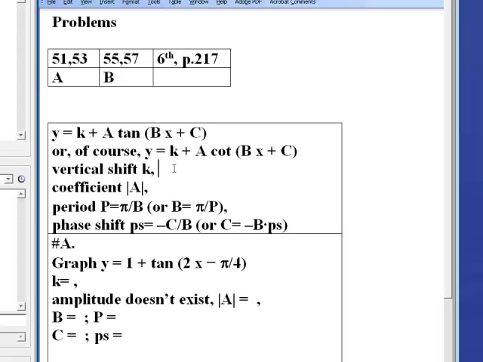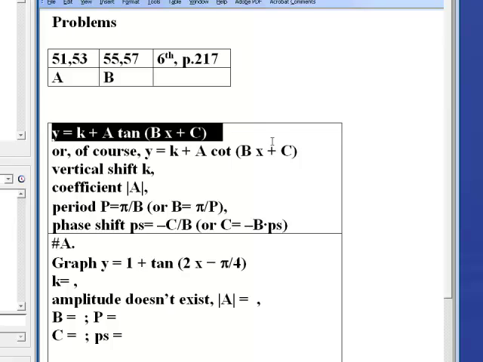Welcome to this problem session for the other trigonometric functions. I'm just going to do a small number of them, one for each of these. We're going to start out with the tangent and cotangent. Here are the normal equations: y equals k plus a tangent of bx plus c, respectively.